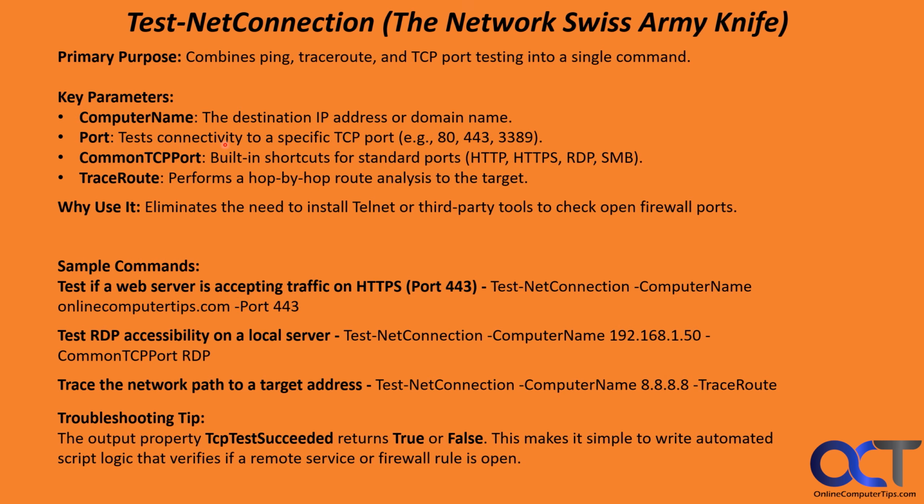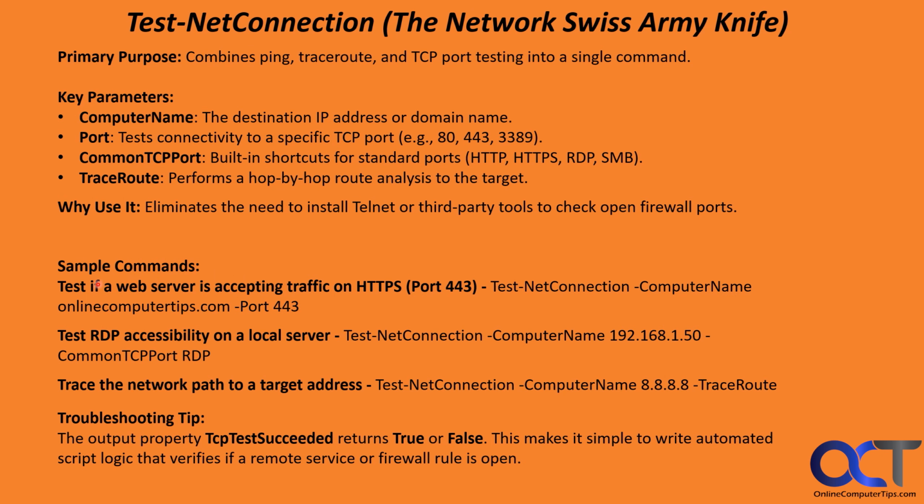The Port parameter tests connectivity to a specific port. Here are some common ports here, such as for websites or remote desktop. All right, then we have CommonTCPPort. So this is used for built-in shortcuts for standard ports. And then TraceRoute if you want to perform a hop-by-hop route analysis to the target, kind of like the standalone tracert command you could use from the command line. All right, so why would you use this? This eliminates the need to install Telnet or third-party tools to check open firewall ports.